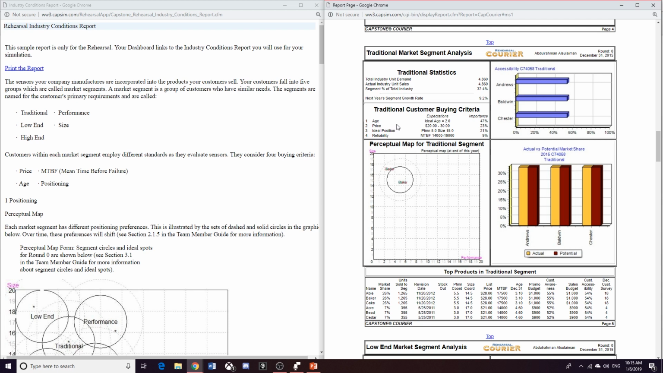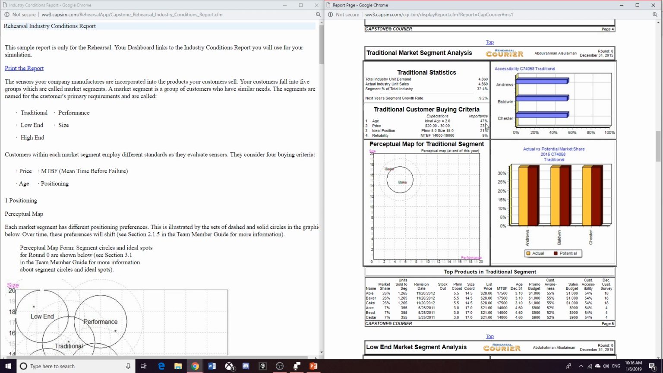And then if you get your price correct, and you get the ideal price for them, for example, you have the cheapest price on all teams, you have 23% of customers who are willing to buy your product. And then if you have the ideal position, you have 21% of customers who want to buy your product. And then reliability, if you have the highest MTBF, you have 9% of customers who want to buy a product.